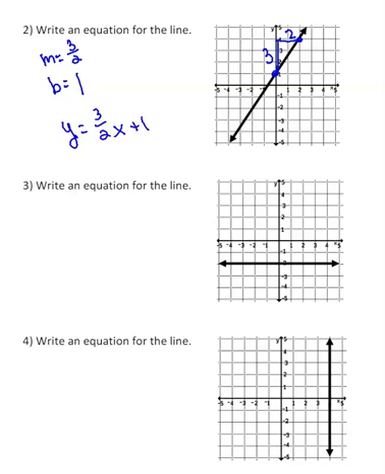So on number 3 here, we have a horizontal line. It hits the y-axis at -2. So this will be y equals -2, because remember, this is a 0 slope. And then our last one, it hits the x-axis right here at +4. So it'll be x equals 4, because this is a vertical line with an undefined slope.